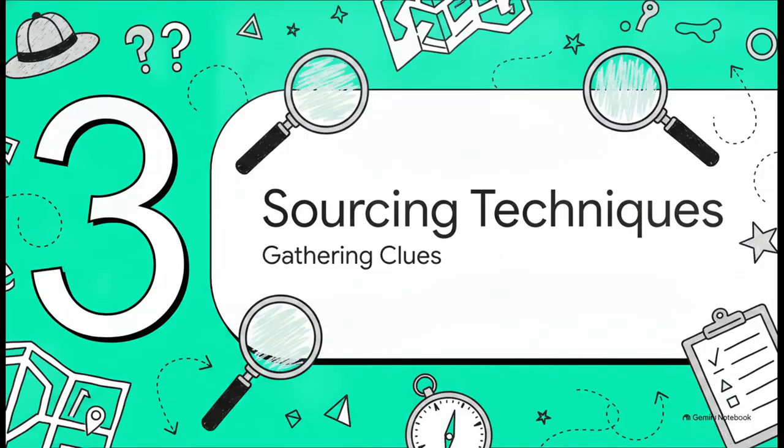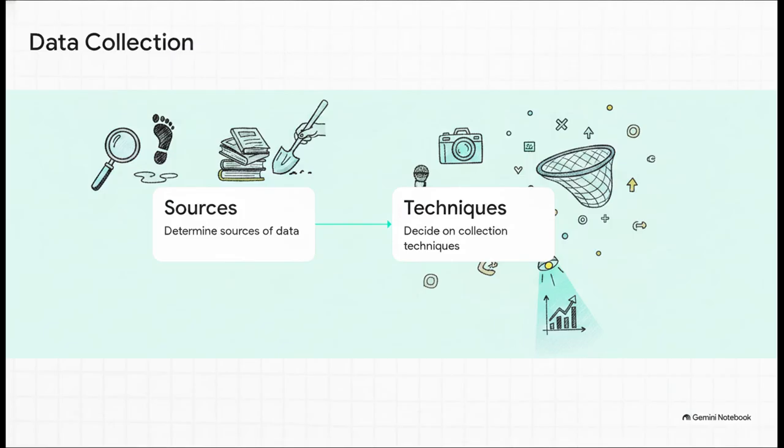Section 3. Sourcing and collection techniques. So now that we have a rock-solid plan, we transition into deciding exactly where and how we're going to gather our clues. This brings us to stages 2 and 3. Stage 2 requires us to choose our sources. Basically, are we going out into the world to find fresh clues ourselves, or are we digging through existing records? And once we figure that out, stage 3 is about choosing the actual technique. How wide of a net do we actually need to cast?